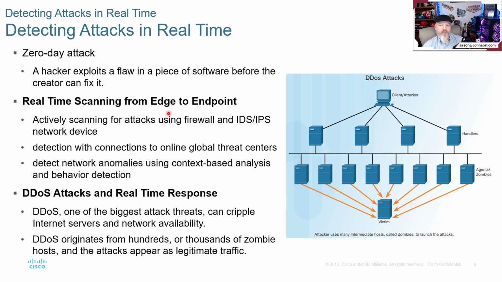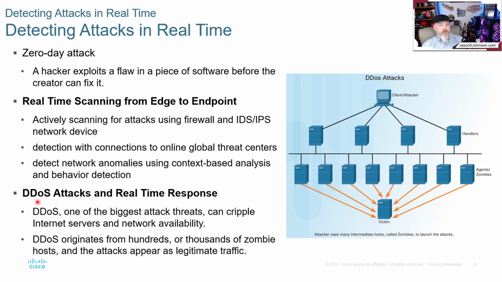Then you have real-time scanning from edge to endpoint. That actively scans for attacks using firewall and IDS and IPS networking devices, detection with connections to online global threat centers, and detecting network anomalies using context-based analysis and behavior detection. So what it does is it looks at network traffic, and if it sees anything out of the ordinary, for example a lot of port scans coming in, it might throw up a red flag and say, hey, we might have some issues on this network. Maybe just innocent, but there may be some issues, and so you might want to take a look at it. And so you would get an alert on that.